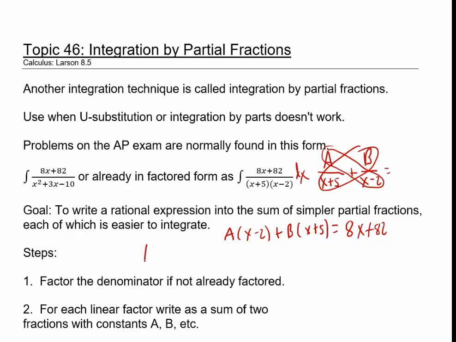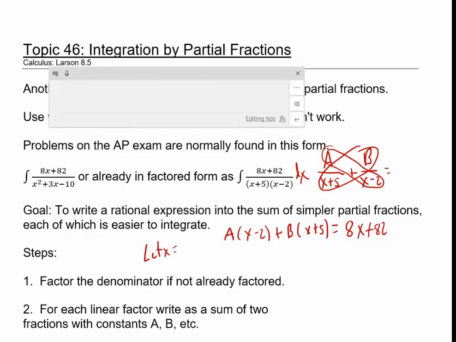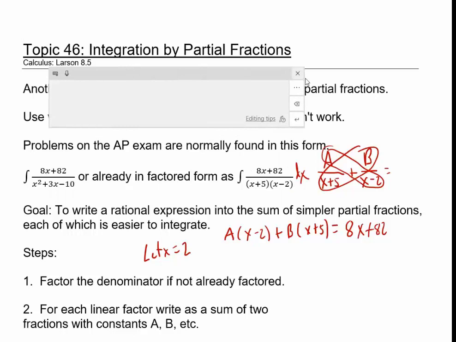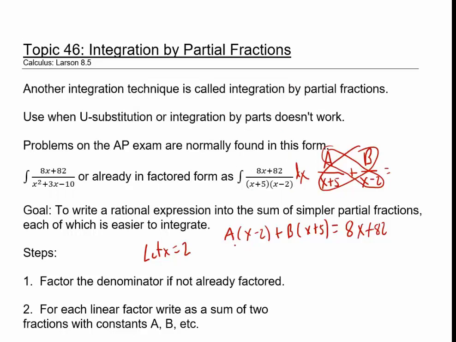All right, so now that I have it set up, I'm going to let x equal 2. The reason I do that is when I do 2 minus 2, that's going to be 0. And since 0 times anything is 0, this term is just going to go away. So I'm going to let x equal 2, which makes this first term go away.